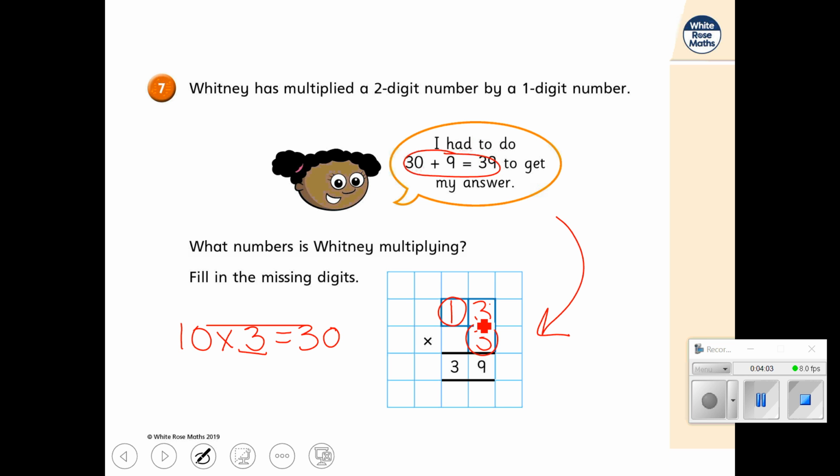I'm now going to go back up to the top and see if I do it another way through partitioning, I get 30 add 9. So if I had 13 and I partitioned that, as we did in a previous lesson, the value of my 1 is 10, the value of my 3 is 3. So I will be doing 10 times 3, add 3 times 3. 10 times 3 is 30, and 3 times 3 is 9. So therefore, we've just proved that 13 is our correct number.